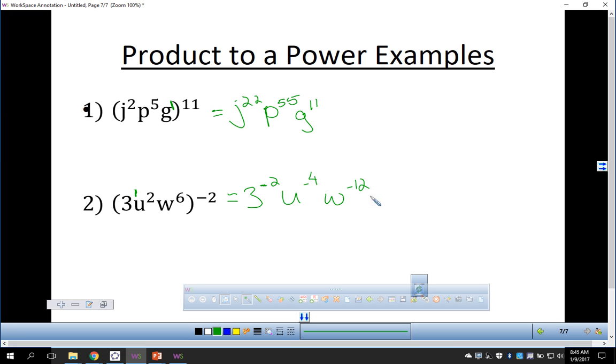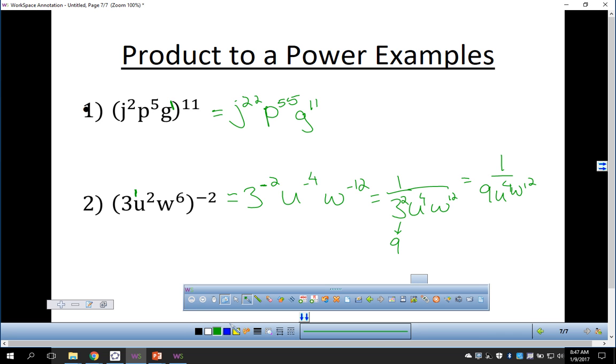Okay? And then if you did want to write that with only positive exponents, it'd be 1 over 3 to the 2, u to the 4, w to the 12. Yes? And if you want to be better, you could even make this into a what? What's 3 to the 2, India? What's 3 times 3? 9! You were somewhere else, weren't you? 1 over 9, u to the 4, w to the 12. There you go. Okay?